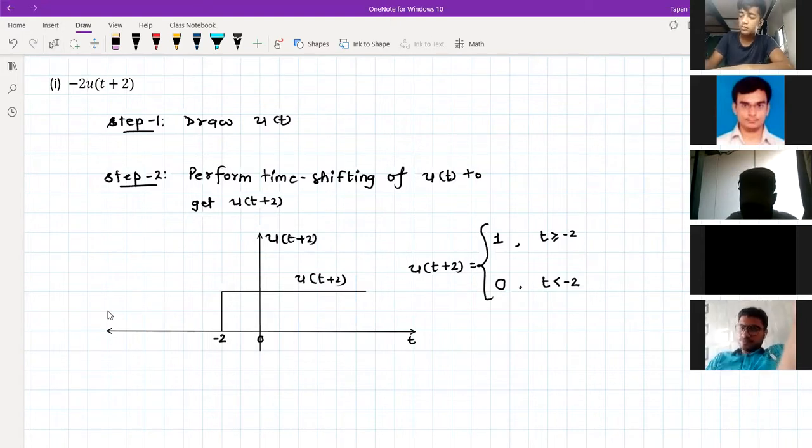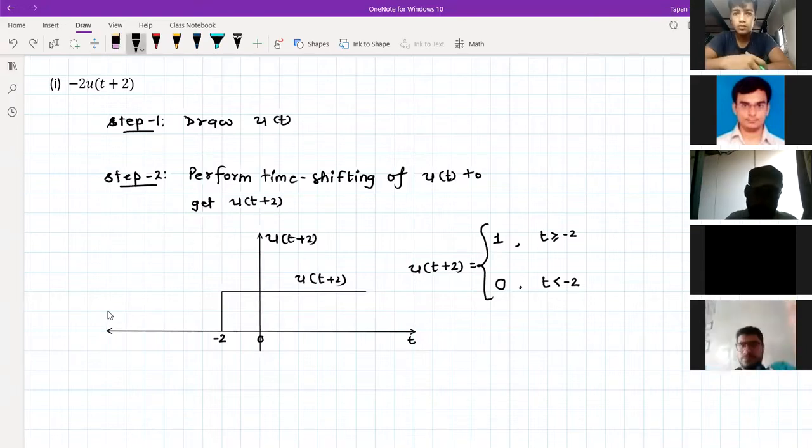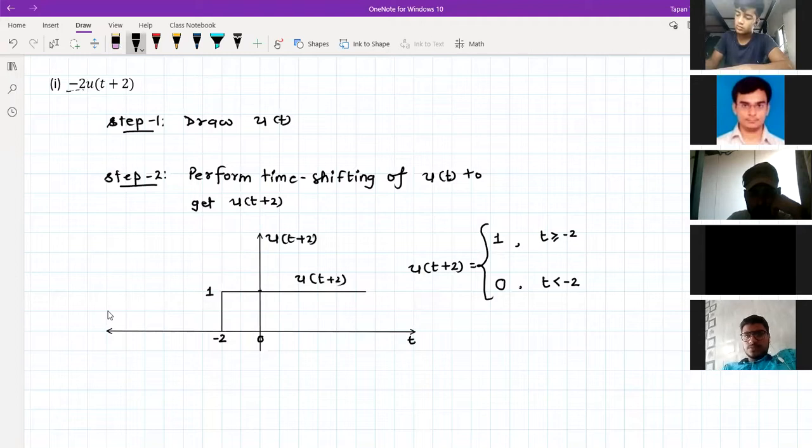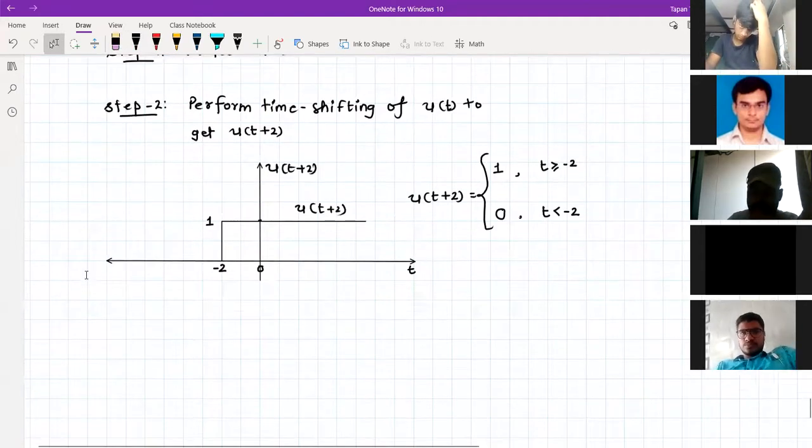What is the amplitude? It is 1. Okay. Now look at this. This is amplitude scaling. Minus 2 means it is amplitude scaling, right?